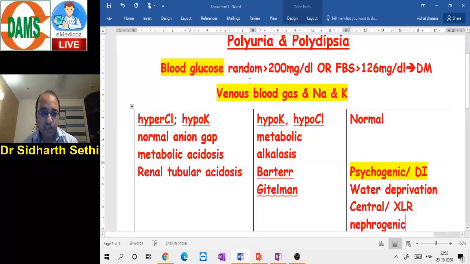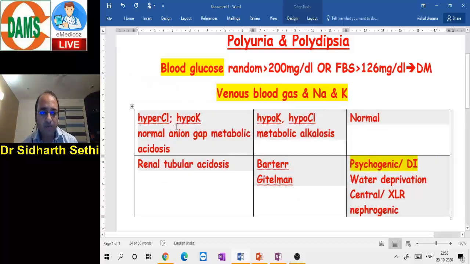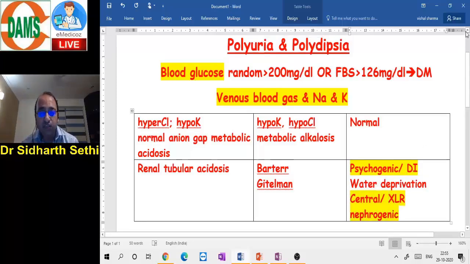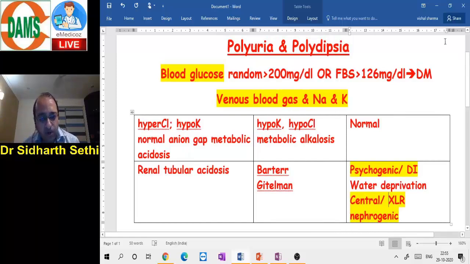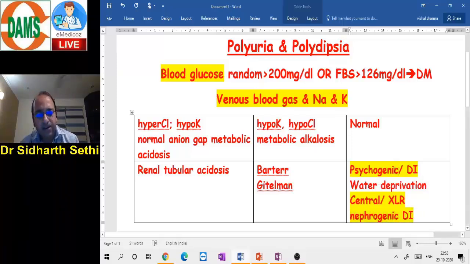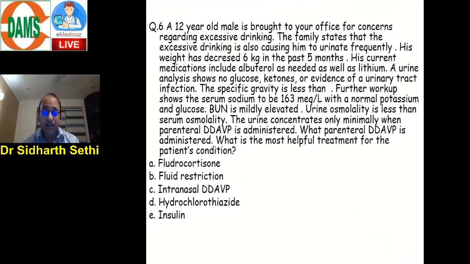Even right now, I'm seeing a patient who has nephrogenic DI who came to me from Iraq. 90% of nephrogenic DI is X-linked. So how do we differentiate them? By a vasopressin challenge. Which child will respond to vasopressin? Central, in which there is a pituitary problem. On giving vasopressin in central DI, urine osmolality doubles, urine will become concentrated.